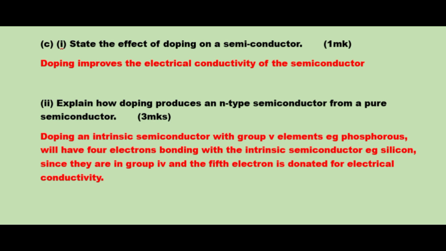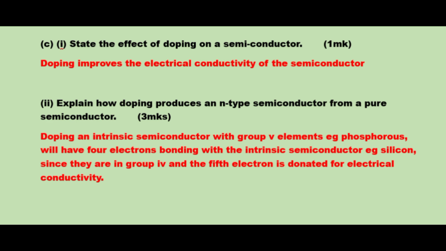So remember, semiconductors are mostly in group 4. We have silicon and germanium. So when you dope silicon, which is in group 4, with a group 5 element, for example phosphorus, you know phosphorus has 5 electrons in the outermost shell. Silicon requires only 4 to attain stability. That means silicon will bond 4 electrons to attain stability, and then 1 electron from phosphorus will be left unbonded, and that is what is used now to conduct the electricity.